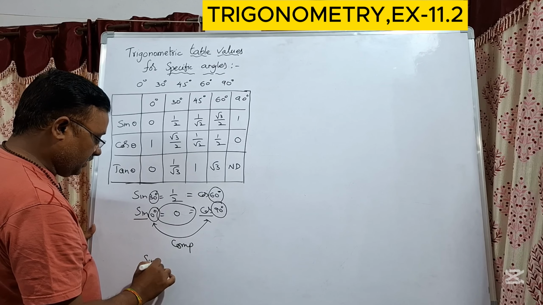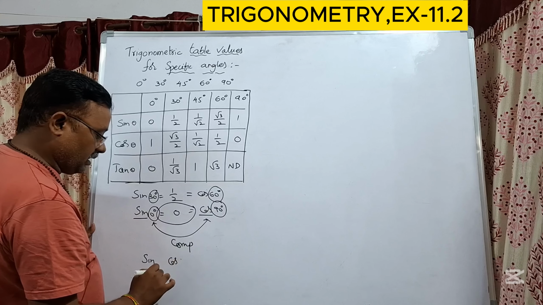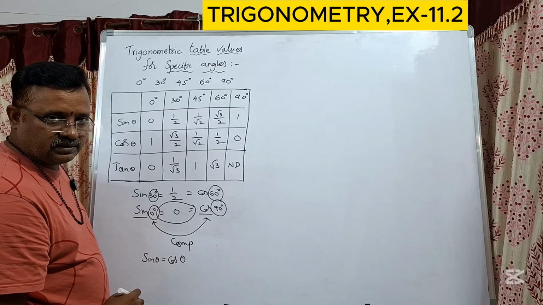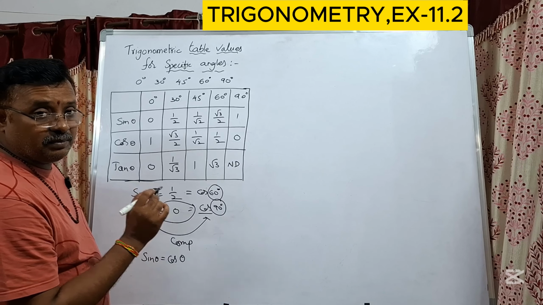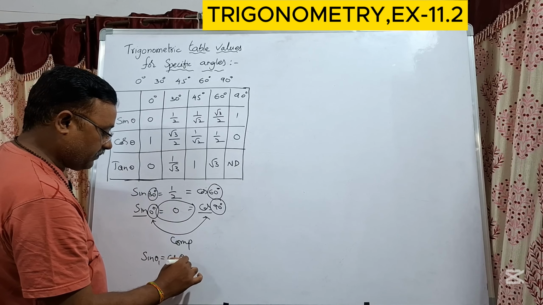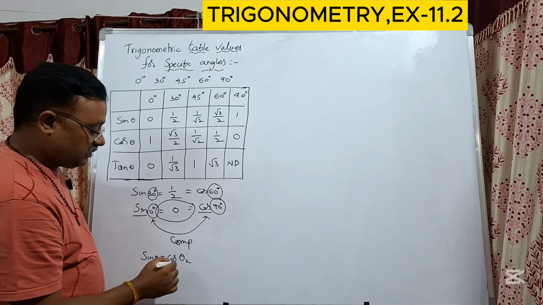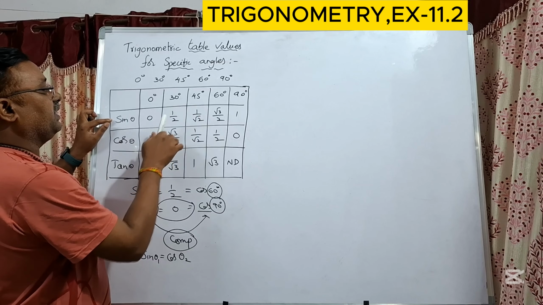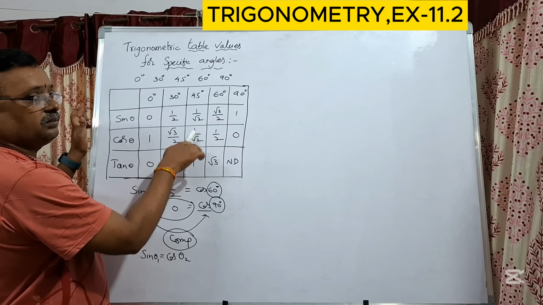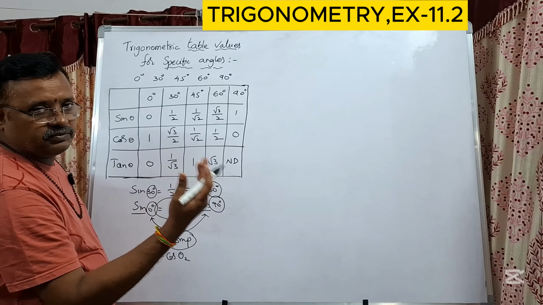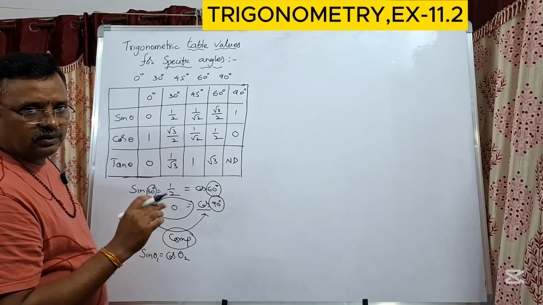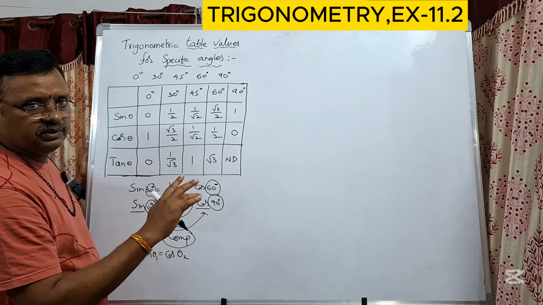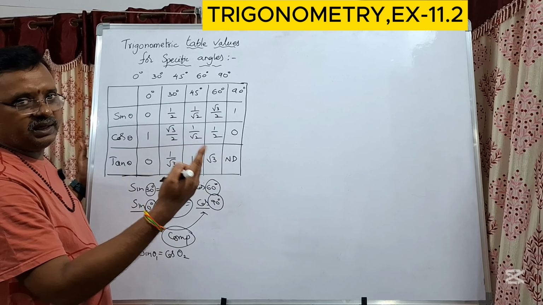Sine theta and cos theta are becoming equal values for the complementary angles. Understood? For the complementary angles, you can see sine 45 and cos 45 are both equal. 45 degrees plus 45 degrees is 90 degrees. So the final conclusion is that sine and cos give you equal answers for the complementary angles.